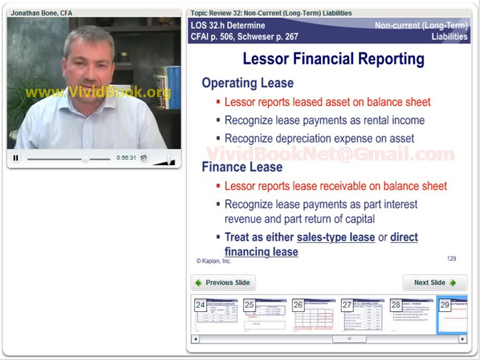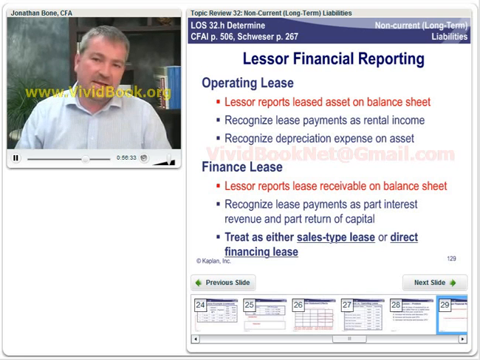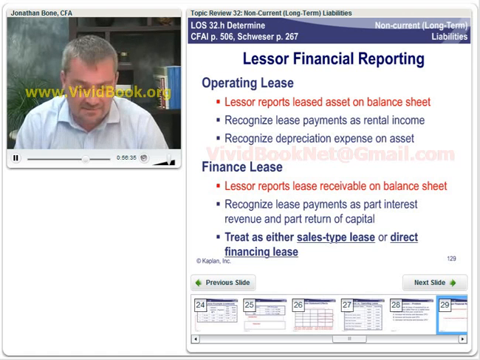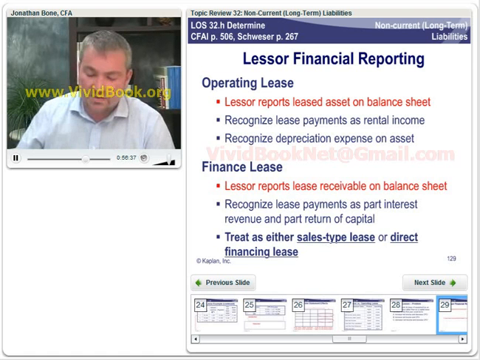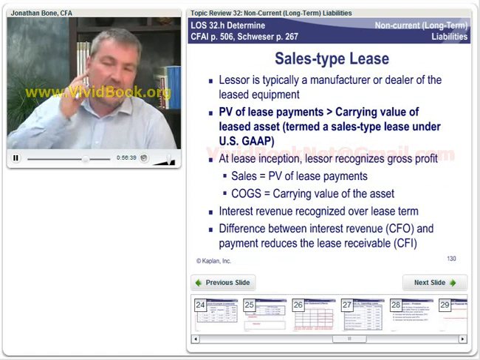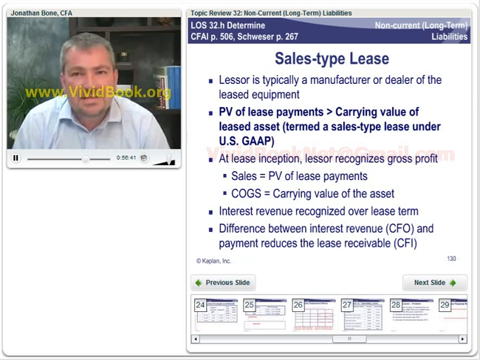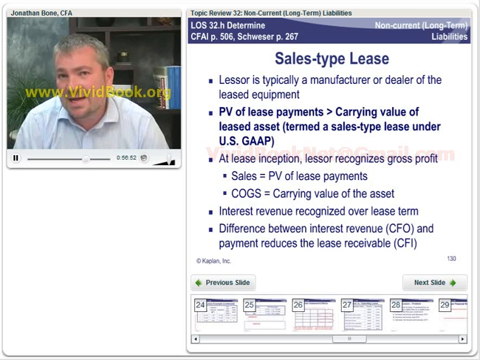Now here is a little difference. They talk about sales type leases and direct finance leases. Let's take each one in turn. Now with a sales type lease, typically the lessor is a manufacturer or dealer of the leased equipment. The only difference is, rather than selling the asset for cash, they're leasing it instead.